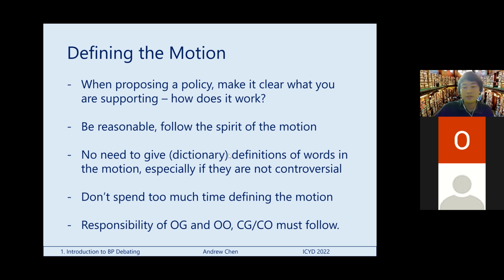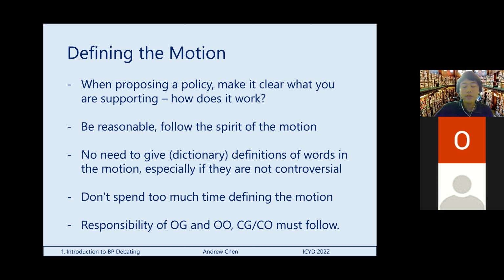The vast majority of the time, people will know what the words in a motion mean, especially if they're not controversial. You don't need to spend half a minute or a full minute just reading out the dictionary definitions. That doesn't really help you. And you don't really need to spend that much time defining the motion, although if it's unclear, you'll need to spend a bit more time. The reason for this is if you spend a minute or two just defining the motion, you're not going to have much time left to actually make arguments.